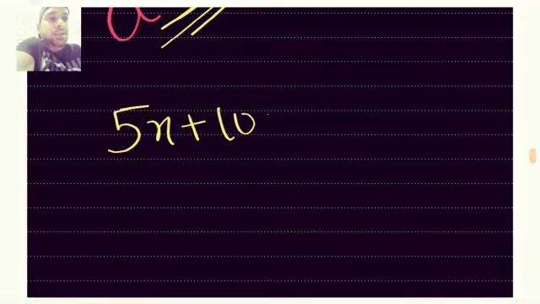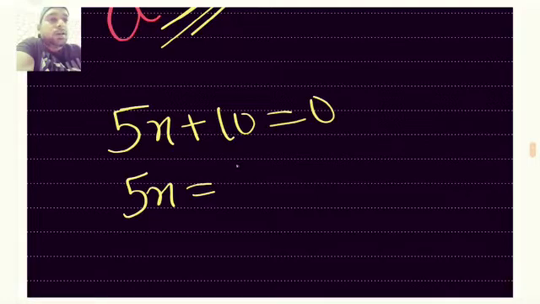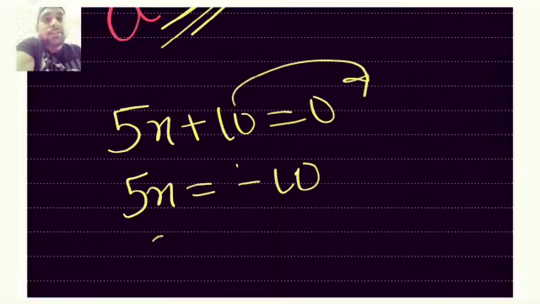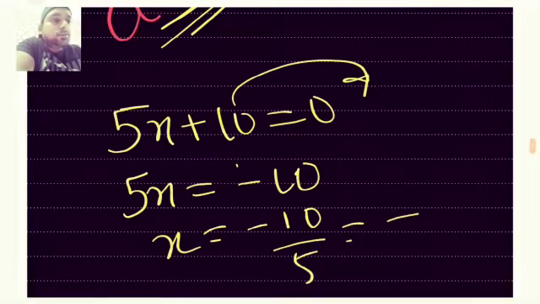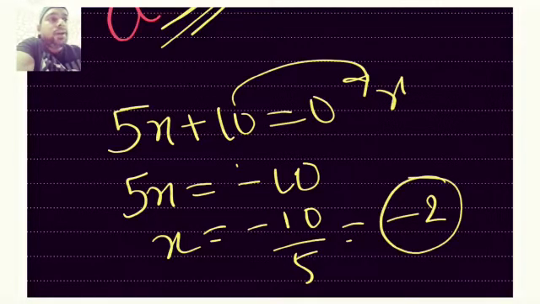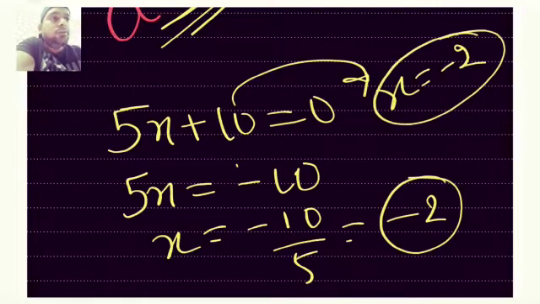Now let's understand one thing: suppose you are provided with a linear equation like 5x plus 10 is equal to 0, right? Now let's solve this. It will be 5x is equal to minus 10, because when the 10 goes to that side, it becomes minus. Then x is equal to minus 10 upon 5, and that is equal to minus 2. So the value of x is minus 2. The answer is minus 2, right? Is it clear?